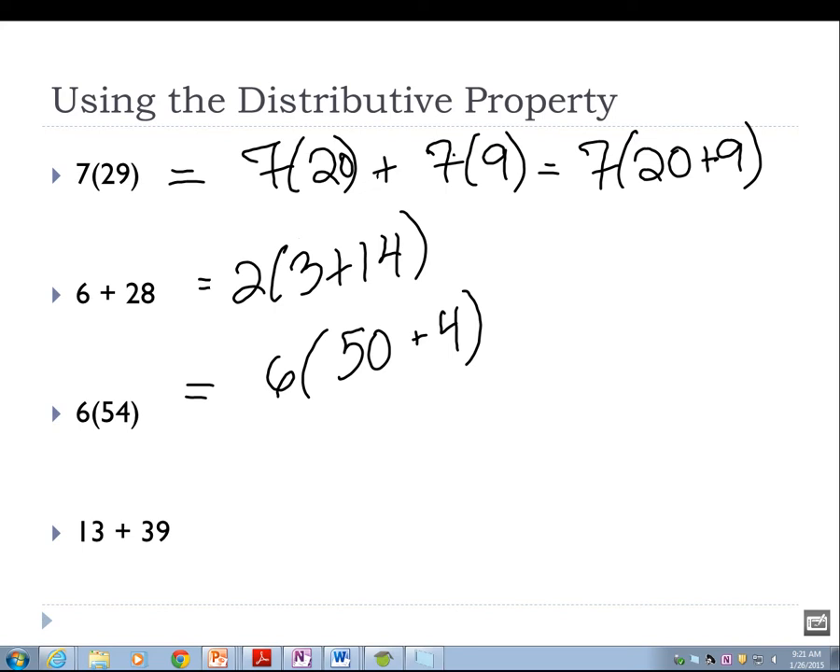What'd you get, DJ? Okay. Think about it. You're going to have a number and then a parentheses. You have an answer? You have one? Don't tell me.